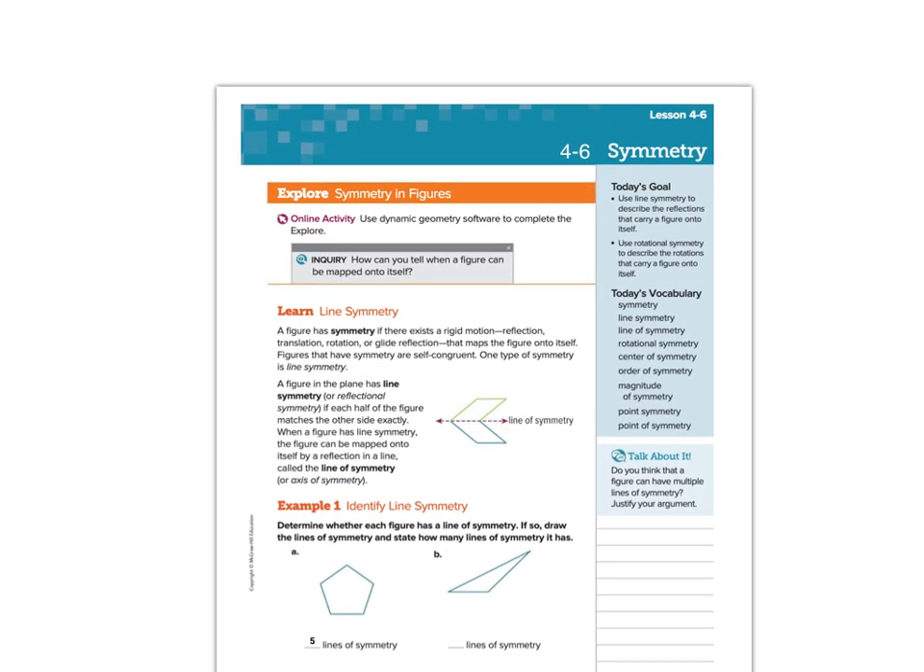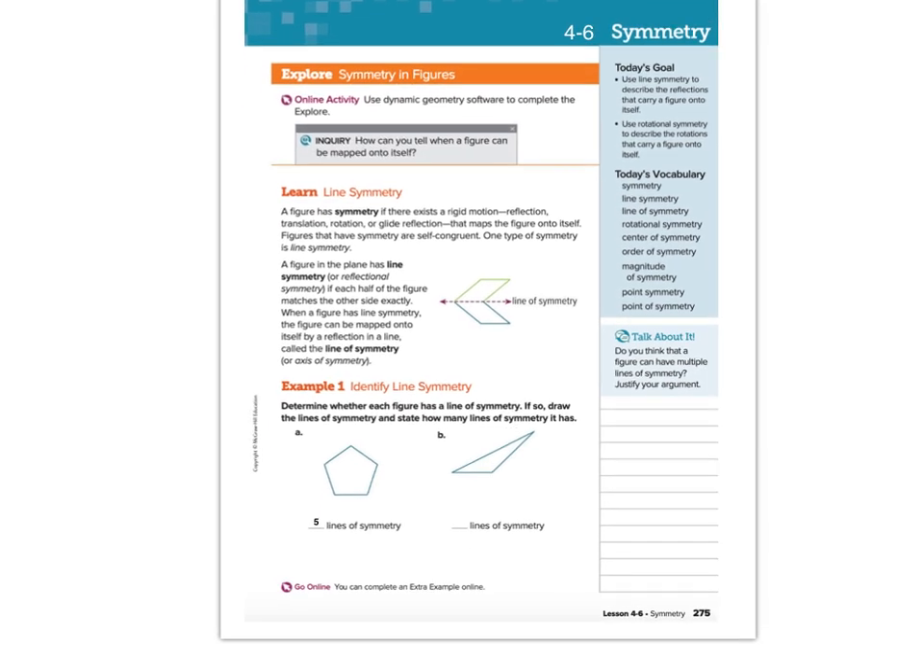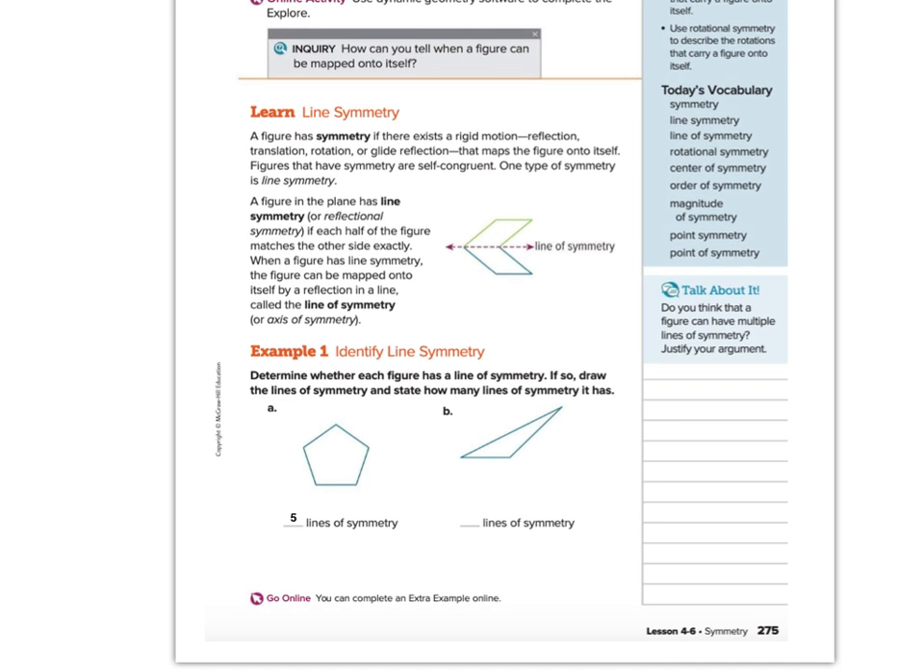And now as we continue with symmetry, nature loves symmetry, just going to say. Let's see here, for this, we have line symmetry. A figure in a plane has line symmetry if each half of the figure matches the other side exactly. So think of symmetry like a butterfly, things that fold in half and fold on top of each other. And when a figure has line symmetry, the figure can be mapped onto itself by reflecting in a line called a line of symmetry.